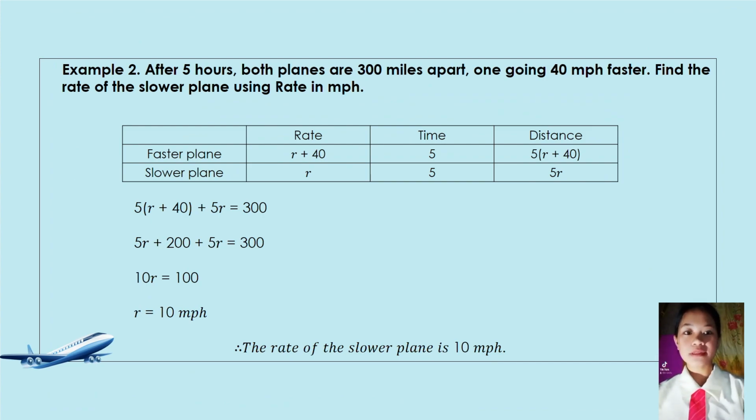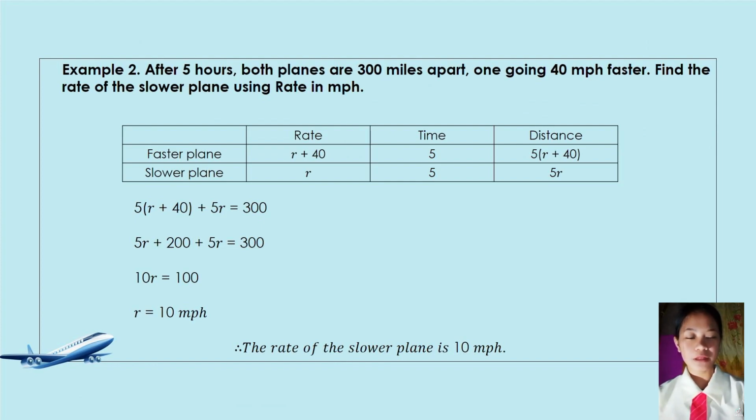After 5 hours, both planes are 300 miles apart, one going 40 miles per hour faster. Find the rate of the slower plane in miles per hour. Okay, the faster plane has the rate r plus 40, the time is 5, and the distance is 5 multiplied by r plus 40. The slower plane is r, the time is 5, and the distance is 5r.